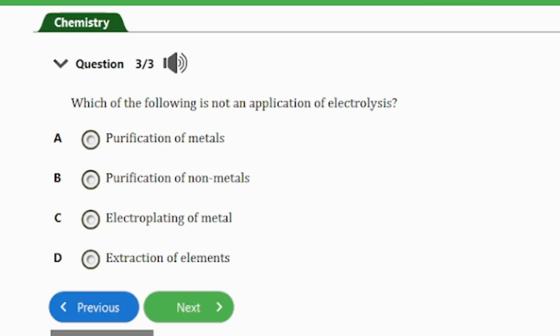Purification of non-metals is not an application of electrolysis because electrolysis is a process that uses electric current to drive a non-spontaneous chemical reaction. It has various applications such as electroplating of metals, extraction of metals, and purification of metals. But guys, purification of non-metals is not a typical application of electrolysis. So that's the answer to this question.